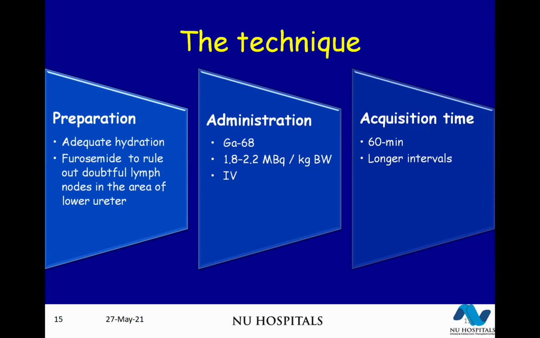And the administration is 1.8 to 2.2 megabecquerels per kg, which is the standard dose, and is given as an intravenous administration. The acquisition is taken at 60 minutes. That is the advantage. We have a longer interval to take the images after giving the radio tracer.